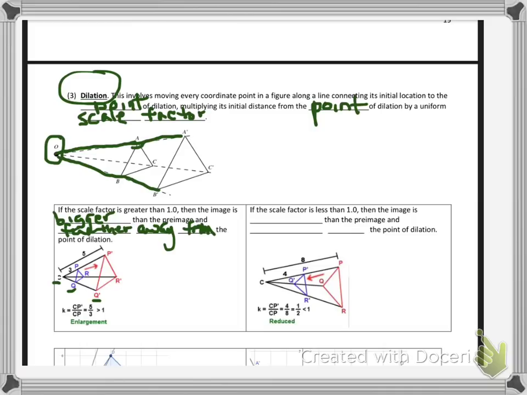On the other hand, if the scale factor is less than 1, then the image is smaller than the pre-image and closer to the point of dilation. And you can see that here, where the pre-image now is in red, and each point slides along the line closer to the point of dilation. Okay, so it gets closer, and as those lines get closer to the point of dilation, they get closer and closer together, and so the image that's formed by those different points is smaller because they are closer together.